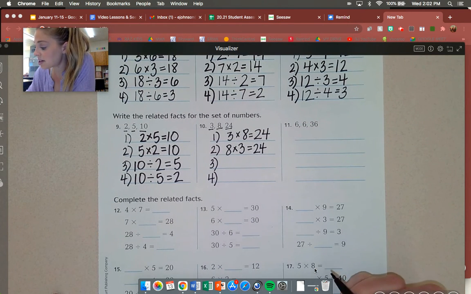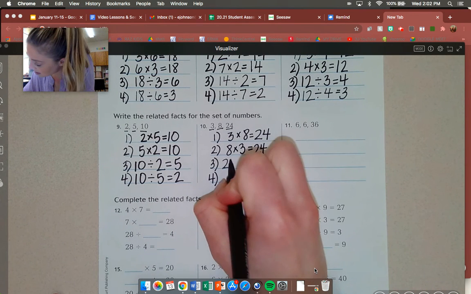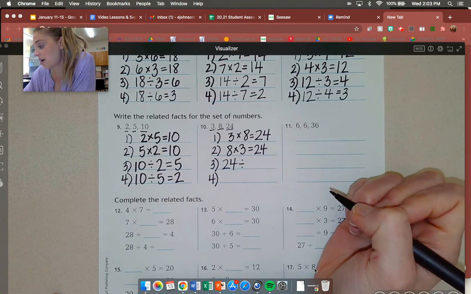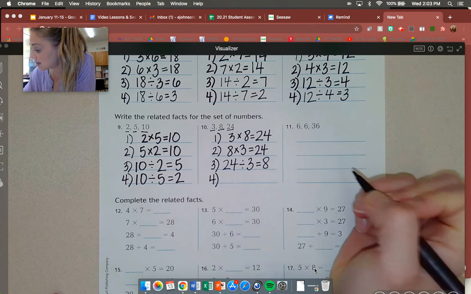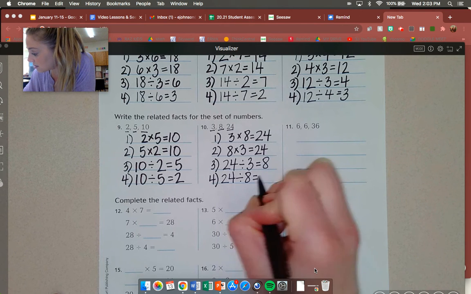For my division, I always take the biggest number first, and I go 24 divided by, and you could do either 8 or 3 here. I'm going to say 24 divided by 3 equals 8. And then the last one, 24 divided by 8 equals 3.